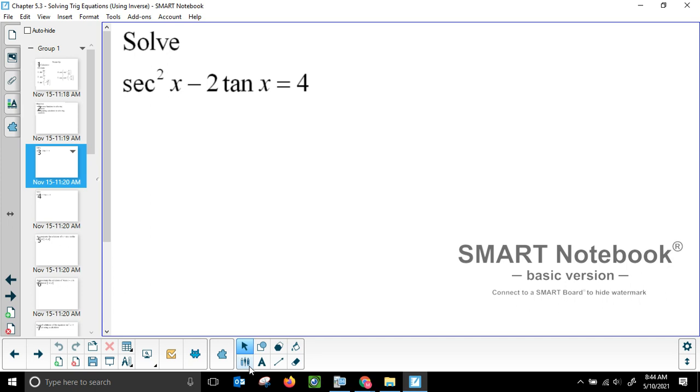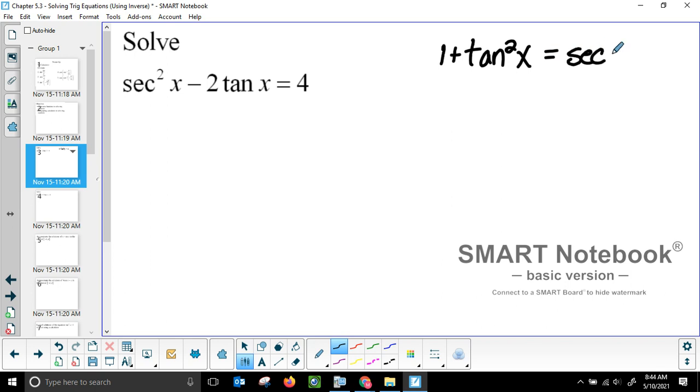So here we have two separate trig functions, so we're going to have to replace one. Obviously, we always replace the one that's squared, and we're always going to be using our Pythagorean identity. In this case, we have 1 plus tan squared x is equal to secant squared x. So wherever I see a secant squared x, I'm allowed to replace it with 1 plus tan squared x. So I will do that here.